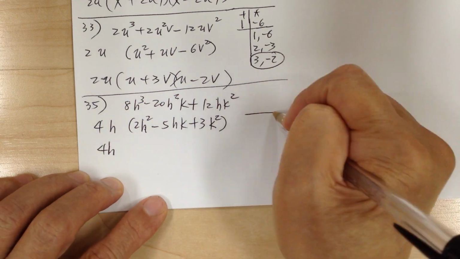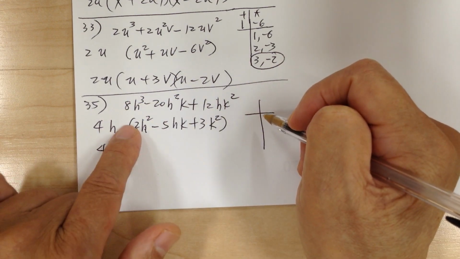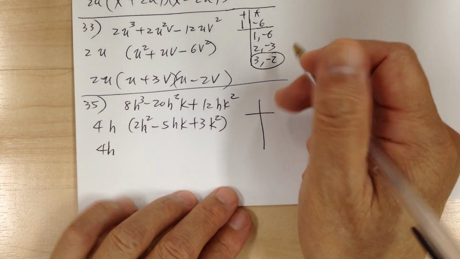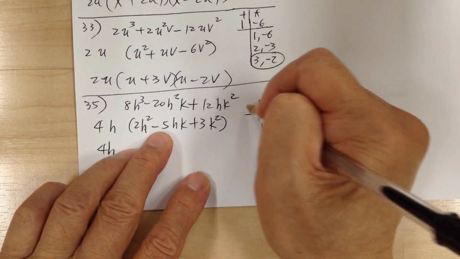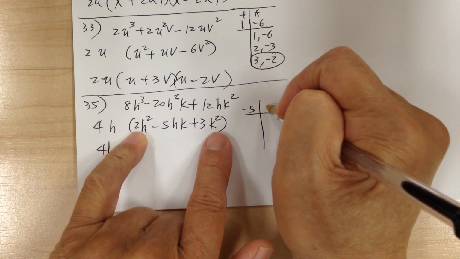Okay, the next step, step 2b. This is not a perfect square, so not yet. Let's go to step 4. You need to get negative 5 and positive 6.